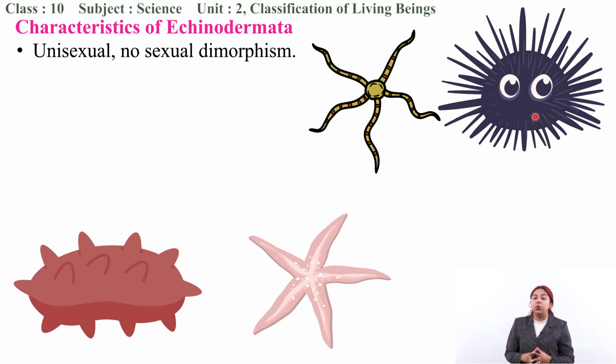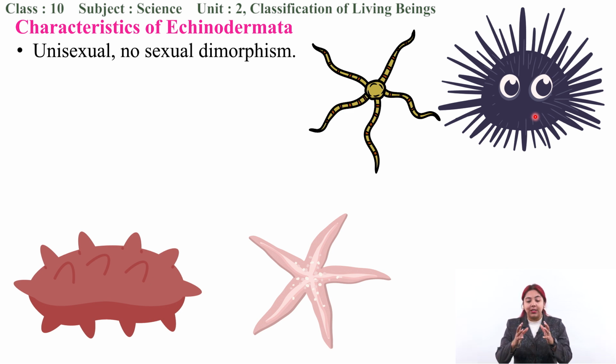They are unisexual. So, what is a unisexual organism? Yes, the organism that has male and female reproductive organs in different individuals, those types of animals are known as unisexual animals. Now, despite the presence of male and female organs in different bodies, they do not show any sexual dimorphism. So, what is sexual dimorphism? I explained this to you before.